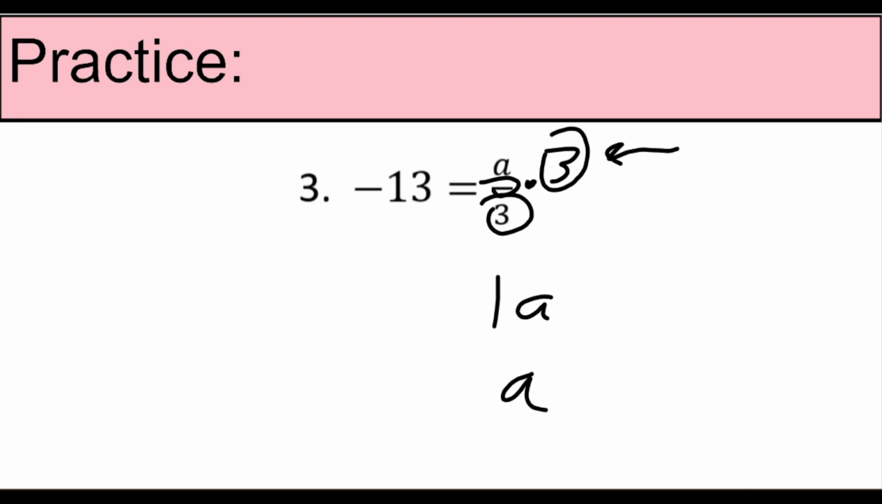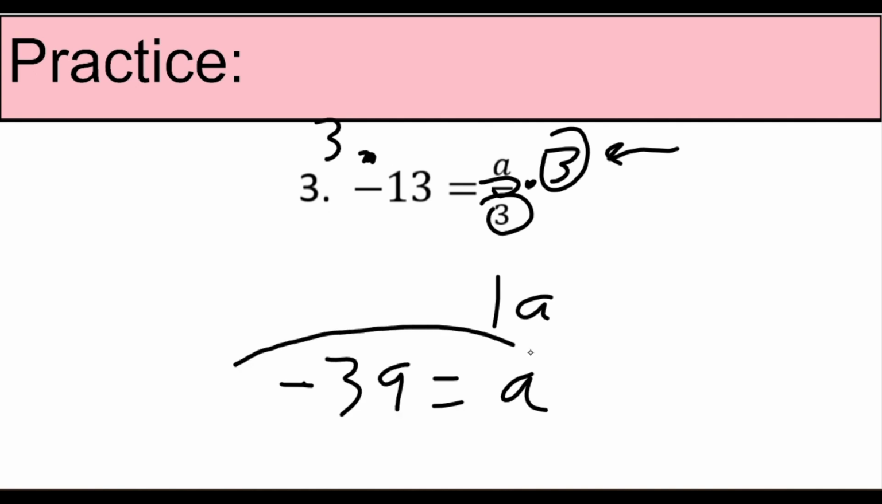Now whatever I do to one side, I need to make sure that I do to the other side over here. So we're going to multiply this by 3 as well. And a positive times a negative ends up being a negative number, so we end up with -39. And that's our solution for this third one.